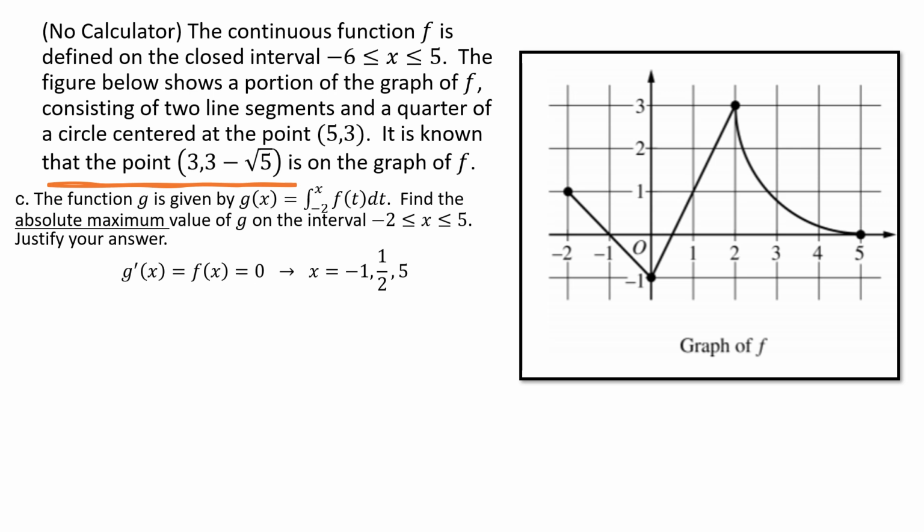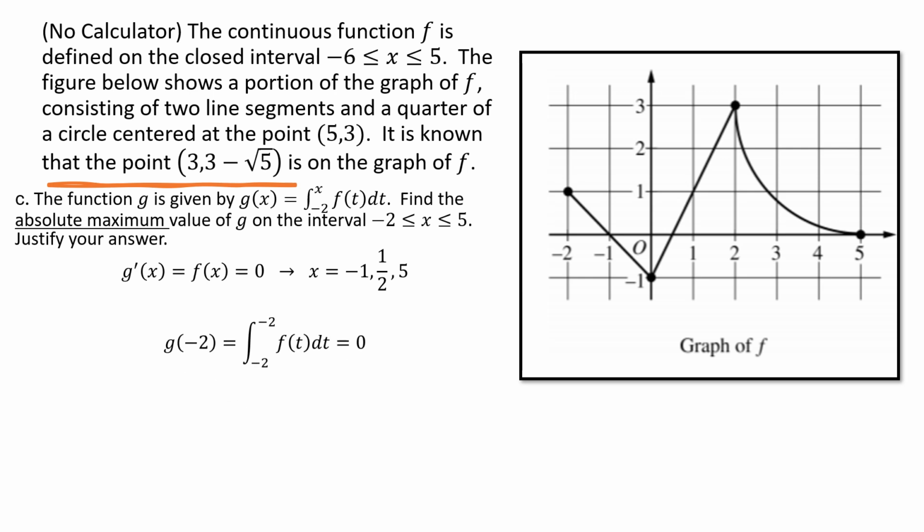And so at -1, we're going from a piece that's above the axis to a piece that's below the axis. So a plus to a minus, that would give me a maximum. But at 1/2, I'm going from minus or below to above the axis. So that's going to actually give me a minimum. And so I don't need to test 1/2 at all. I will test 5 because 5 is also my endpoint. So remember, for EVT, you're testing your criticals and your endpoints.